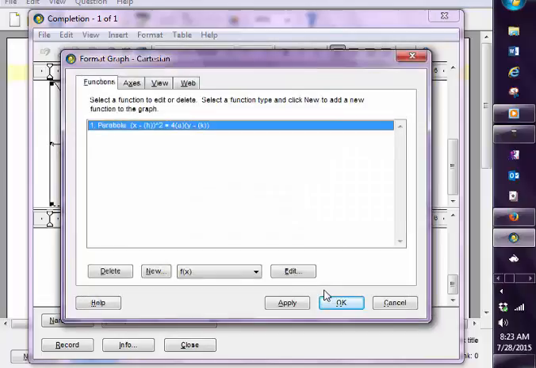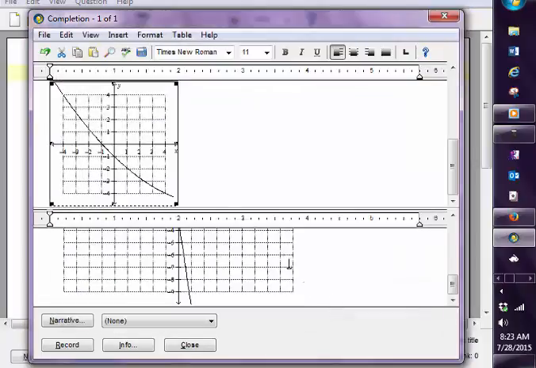Okay, now when I graph it, yeah, because my h and k are so far off and my graph is so small, you can't see it some of the time. But anyway, that's how you graph those different things.